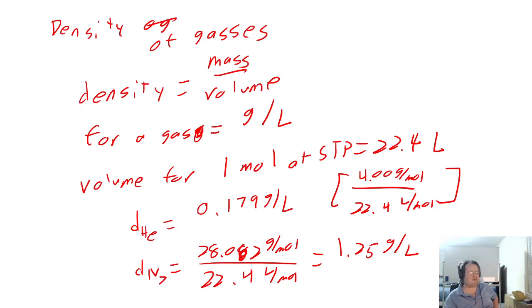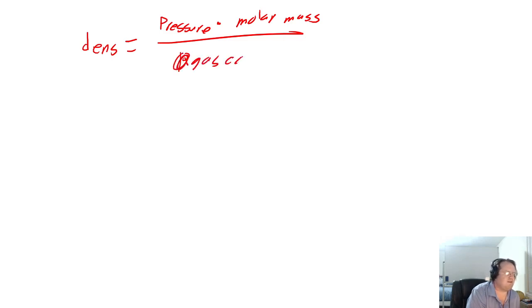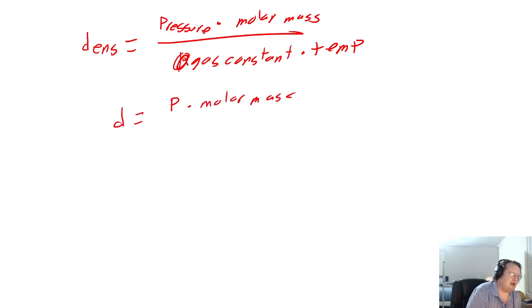Now, this is specifically at STP. It's pretty easy to do, but we can generalize this equation so that the density of a gas is going to be equal to the pressure times the molar mass divided by the gas constant times the temperature. I'll write words and then I'll put variables next. So D equals pressure times, I'm going to write molar mass out, and I'll talk about why in a second, over gas constant R times temperature T.